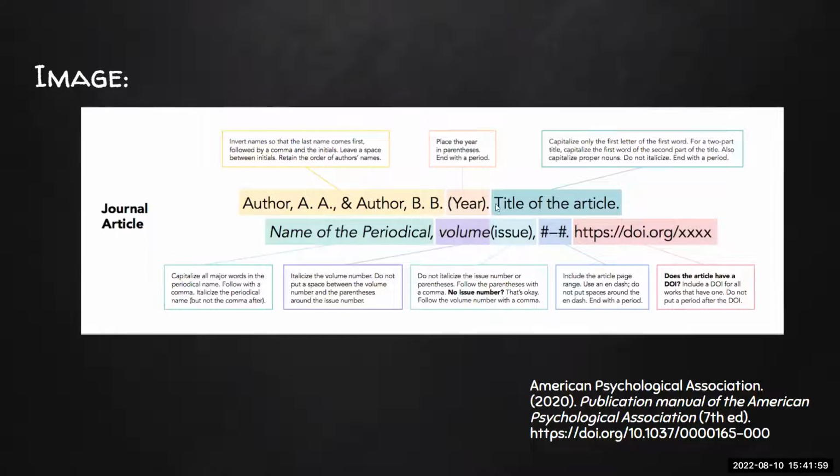This is going to be followed by the year in parentheses, the title of the article, the name of the place where the article is included. If it has a volume, an issue, or edition, you would put it next, and then you would have the DOI.